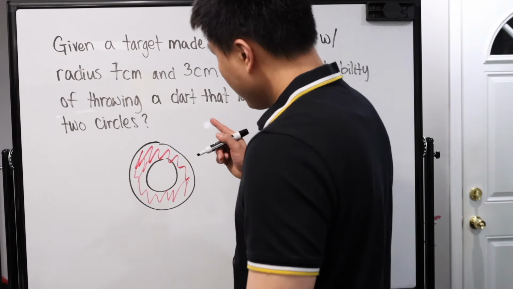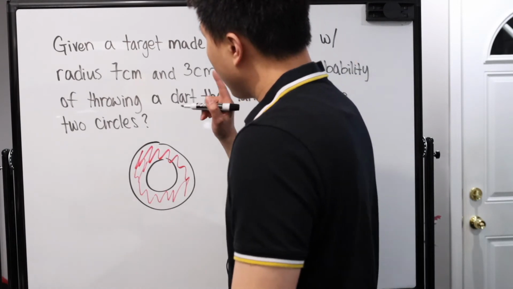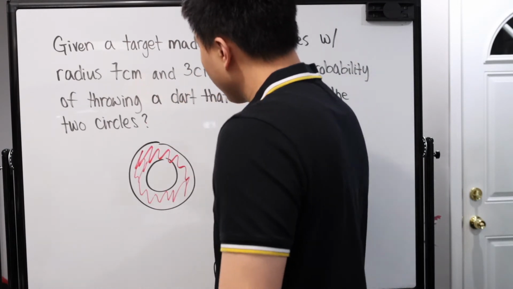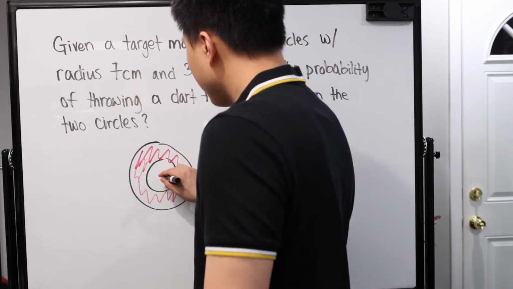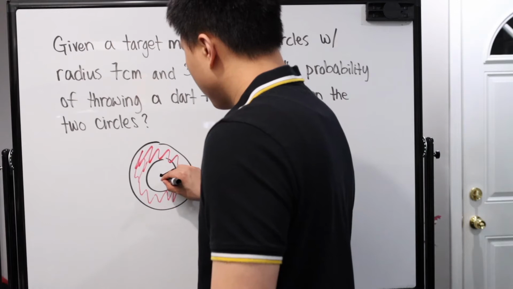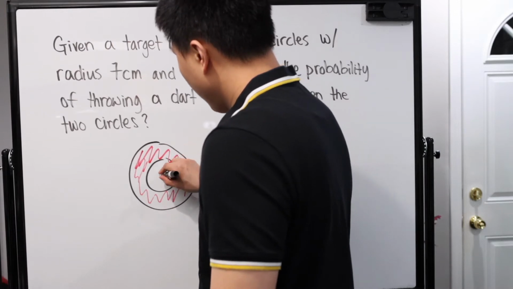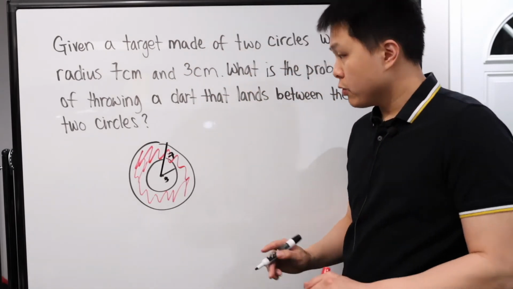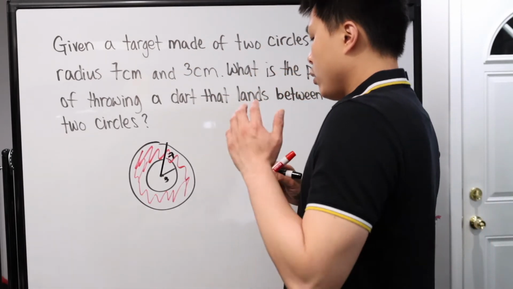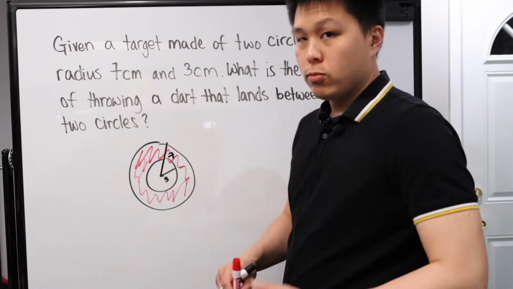So in this case, what else do we know? We know that there's the radius 7 centimeters and the radius 3 centimeters. So common sense tells us probably the smaller circle is going to be 3 centimeters and the larger one is going to be 7. Cool. All right, so there we have it. We want to hit between it. So what should we do?